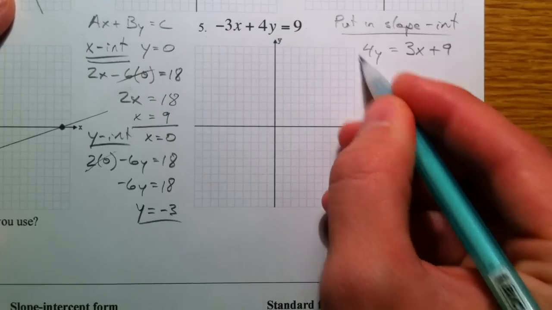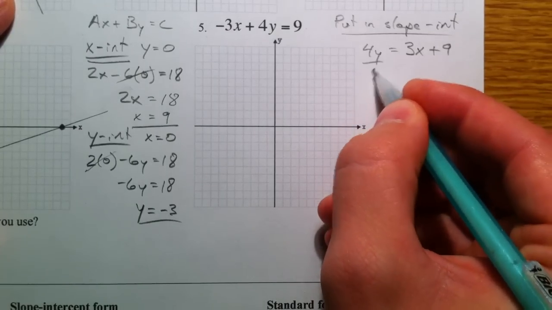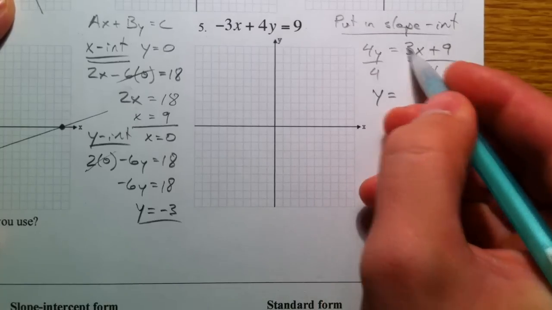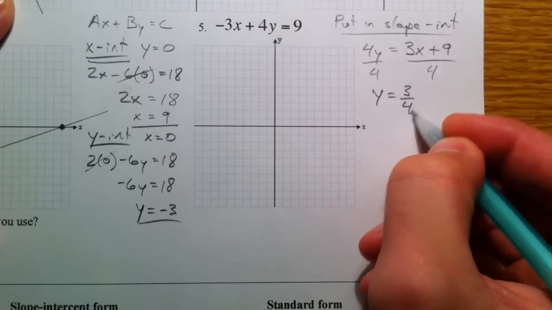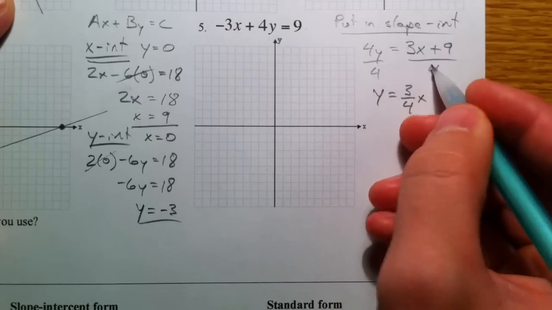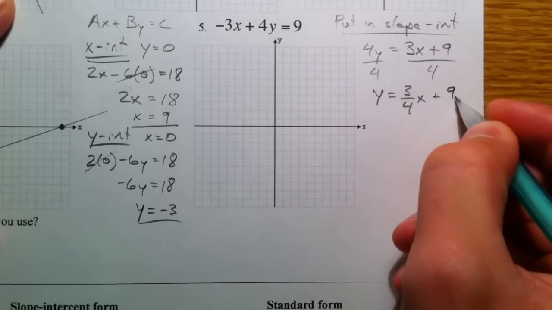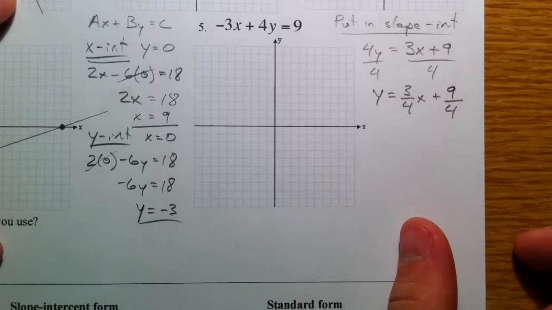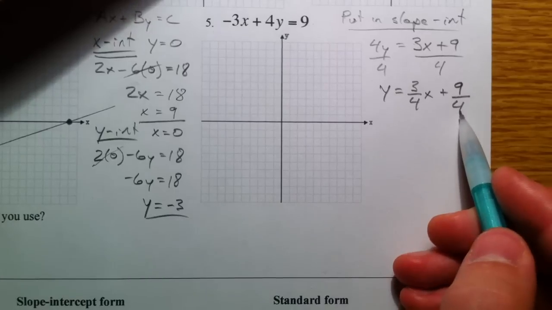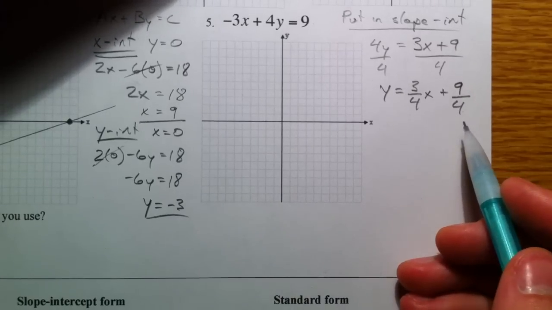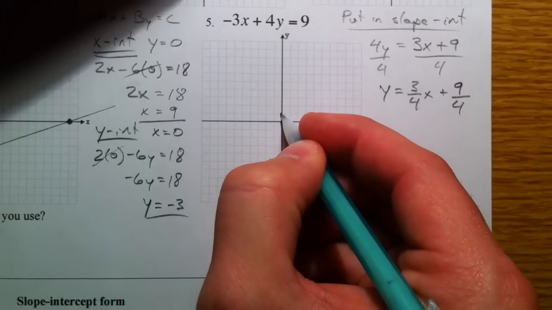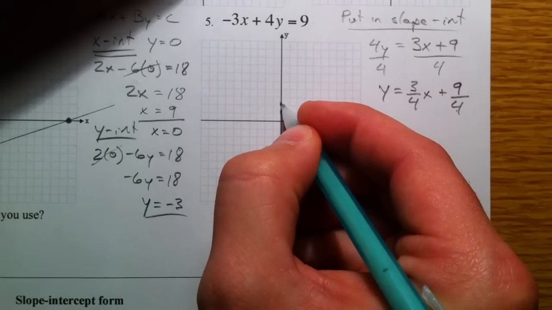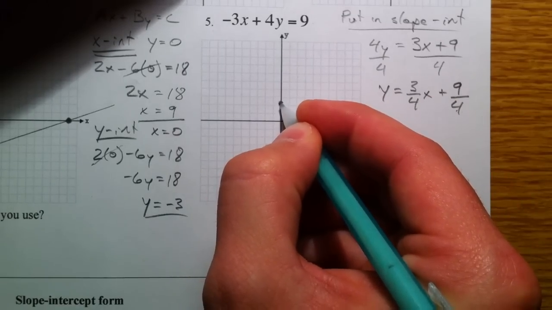But we don't quite have it. We have to get the y by itself. So we divide by 4. Y equals 3/4 x. Remember that both of these parts has to be divided by 4. Think of it as multiplying by 1/4. So 9/4. Not very pretty for a y-intercept, but that's 8 1/4. 8 divided by 4 is 2, so that's 2 1/4. So I'm going to be right here, 2 1/4.